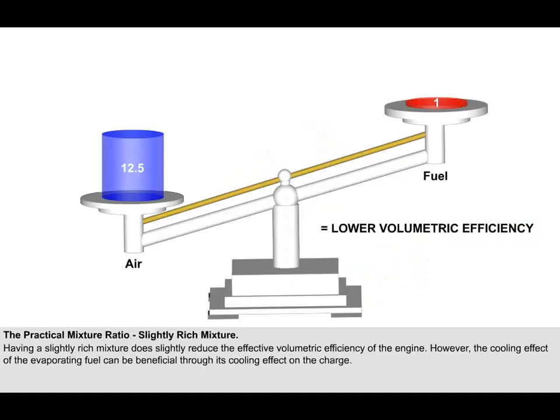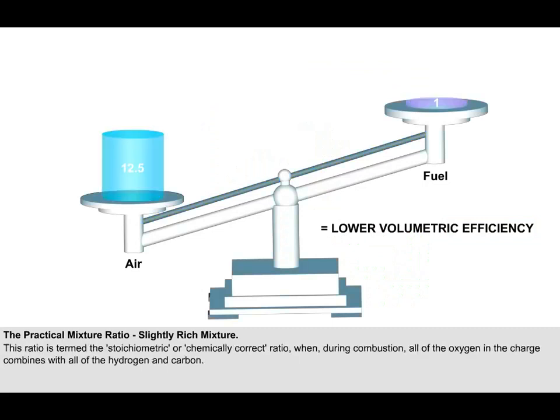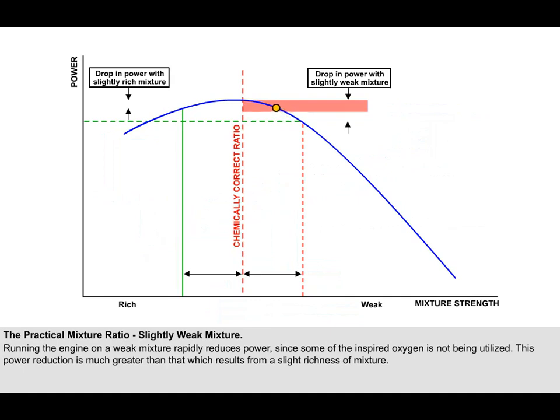Having a slightly rich mixture does not have much effect on power, since all of the oxygen is still consumed and the excess of fuel merely serves to slightly reduce the effective volumetric efficiency of the engine. In fact, the cooling effect of the evaporating fuel can to some extent be beneficial in cooling the charge temperature below the level where it might otherwise detonate. Running the engine on a weak mixture, however, rapidly reduces power, since some of the inspired oxygen is not being utilized. The power reduction thus suffered is much greater than that which results from a slight richness of mixture.